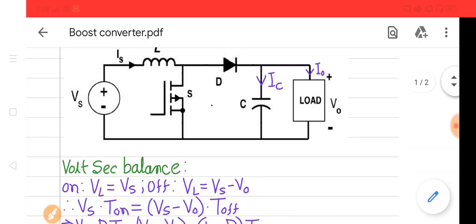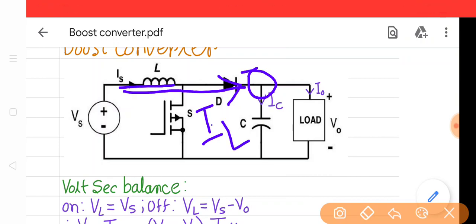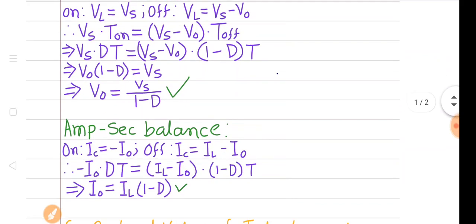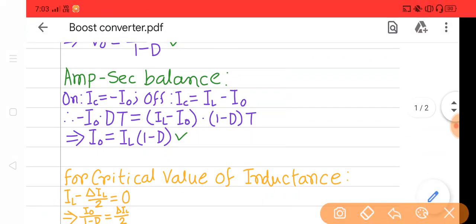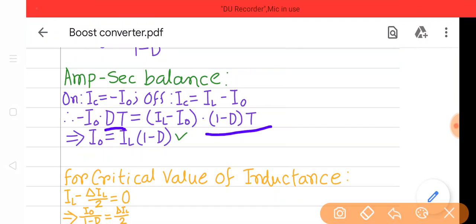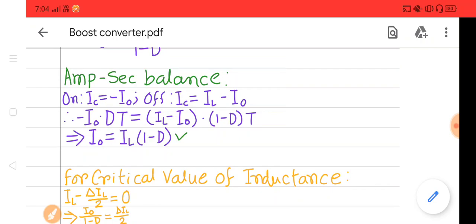And when switch is off, IS is here. If we apply again the KCL at this node, this is supply current IS or IL, both are equal. The supply current is flowing through the inductor, so IS equals IL. So IL equals IC plus IO, that is IC equals IL minus IO. Now on time is t on, that means DT, and off time is (1 minus D) into T. After the simplification of this equation, we are getting IO, the average output current, equals IL multiplied by (1 minus D). Up to this is clear.